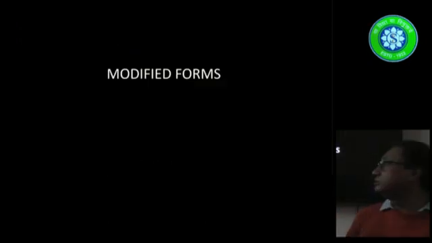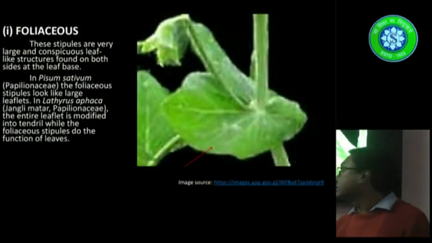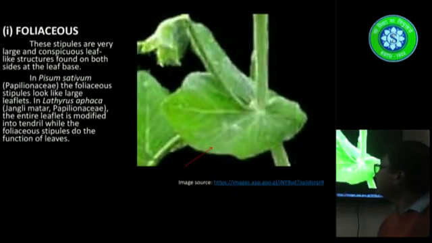Now, moving on to the modified forms. Here also, we get 5 types. The first is the foliaceous stipule. These stipules are very large and conspicuous, leaf-like structures found on both sides of the leaf base. Our very common pea plant, that is Pisum sativum, happens to possess this type of stipules.